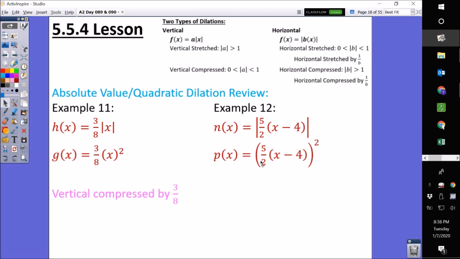Let's take a closer look at the number. Since the top number, 5, is greater than 2, the bottom, our number is greater than 1. Since our number is greater than 1 for horizontal, this is classified as horizontal compressed. And of course you have to write the reciprocal of the number, so we're going to say horizontal compressed by 2 over 5. That's all you have to do for identifying dilation when you're given the function. Since we're doing dilation, we're not going to worry about the minus 4.